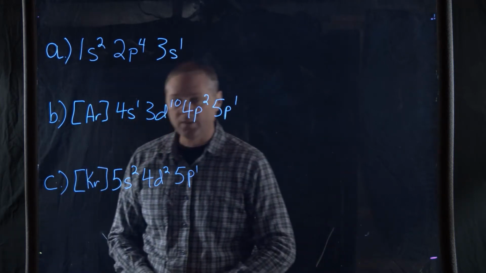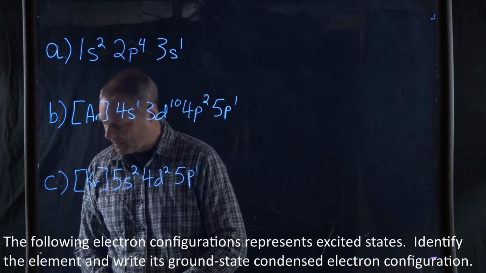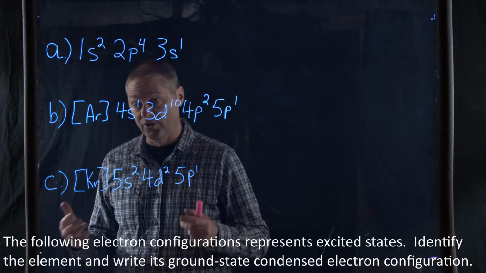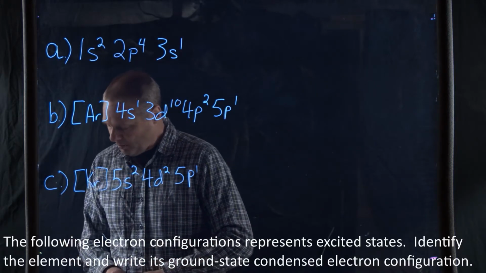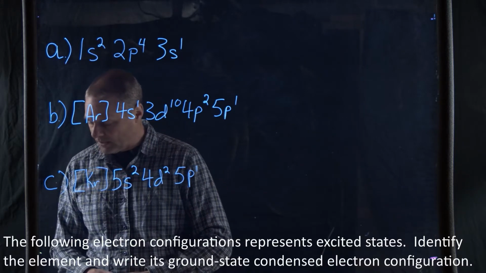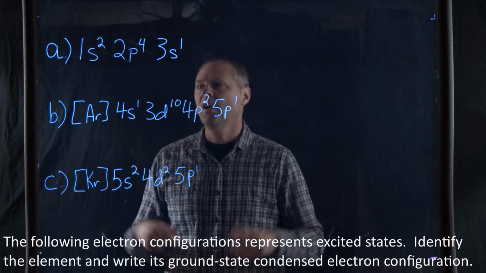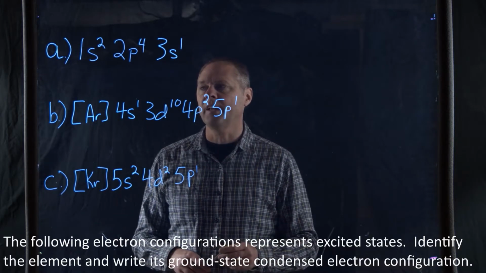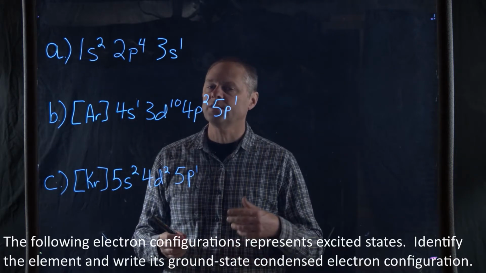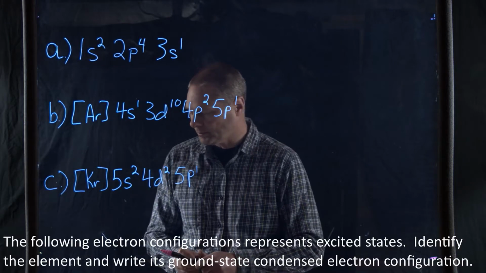To start out, the first question states, the following electron configurations represent excited states. That means that they're not ground state. They're not going to match up with the periodic table. Identify the element and write its ground state condensed electron configuration. These are pretty easy to identify. There are 7 electrons, and since these are all neutral, they might be in the ground state.